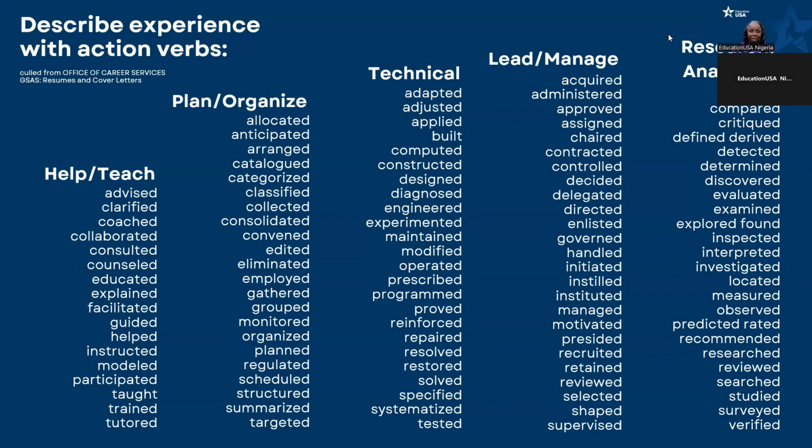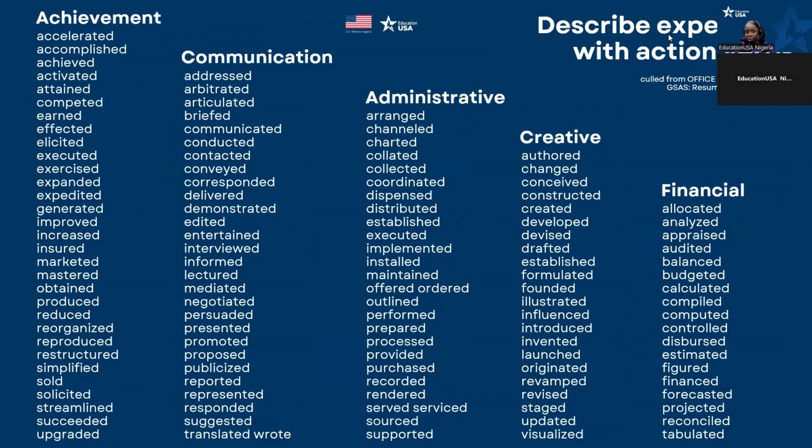Plan, organize, allocate, anticipate, arrange, categorize, classify. You could just reuse those and make your English posh and articulate. That's the word I would use. But that's one you can use as well, that Mrs. put in here for us to see. Achievements, words that you can use. If you're using the word communication, words that you can use. Administrative words you can use: create, author, change, conceive. If you're being creative, you can put that. Financial: allocated, analyzed, appraised. There are so many words that we can use.